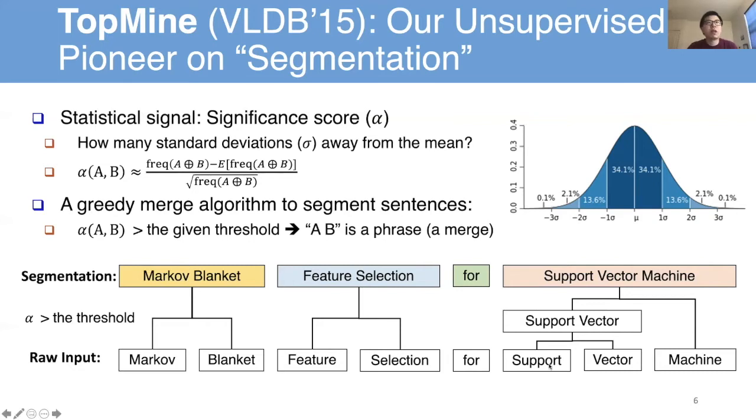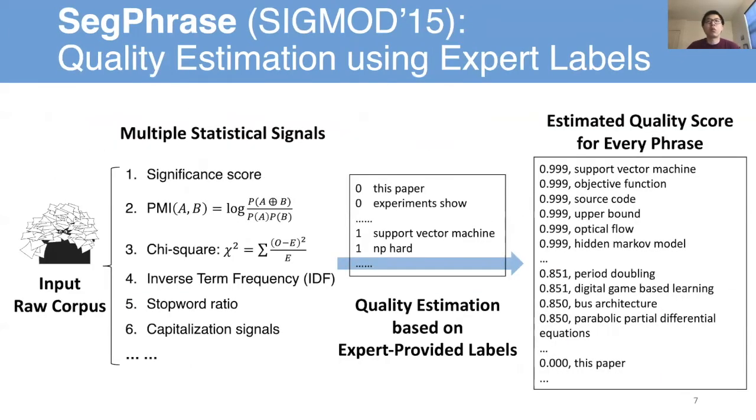However, there are many other statistical signals that might be useful, such as pointwise mutual information and chi-square. It's very difficult to unify multiple statistical signals in an unsupervised framework. So it's hard for TopMine to further extend to other statistical signals. What we need here is some supervision. So we proposed SegPhrase later on to unify different statistical signals together using a classifier based on expert-provided labels.